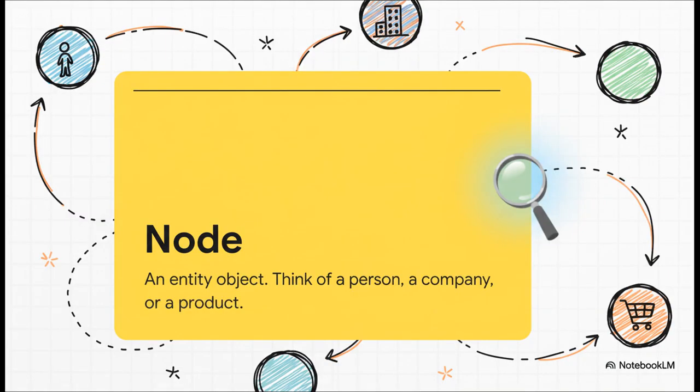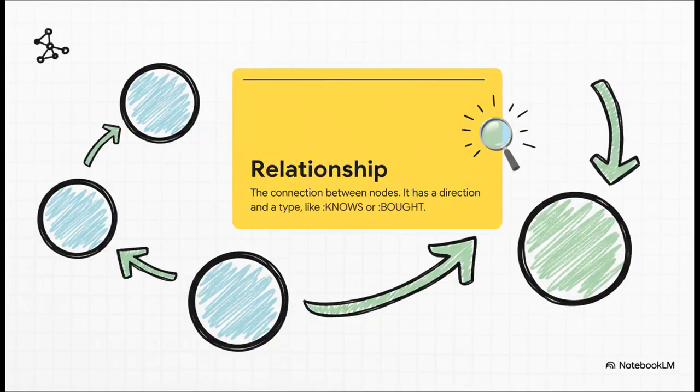Okay, so the first piece of the puzzle is the node. A node is basically just a thing, an entity. It could be a person on a social network, a company, a product you're selling, any individual object you want to keep track of. And now for the magic ingredient, the relationship. This is what connects the nodes. But here's the key. It's not just a dumb line. It has a direction, and it has a type. So you don't just know that two people are connected, you know how they're connected. Does this person know that person? Did this customer buy that product?